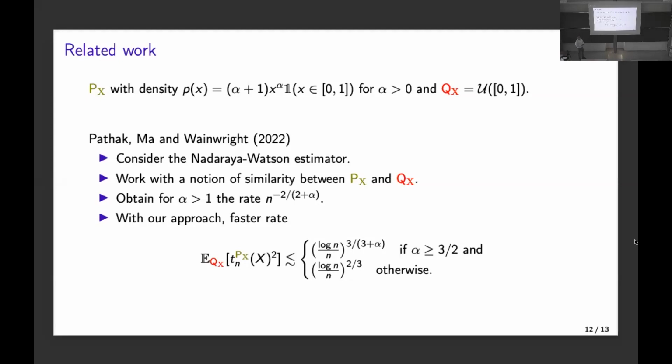So for this example, in their results, we obtained the following rate, which is n to the -2 over 2 plus alpha. And with our spread function, it's possible to analyze the rate, and we obtain that for the least square estimator, the rate is faster for any alpha greater than 1. And so no comments because I'm late already.